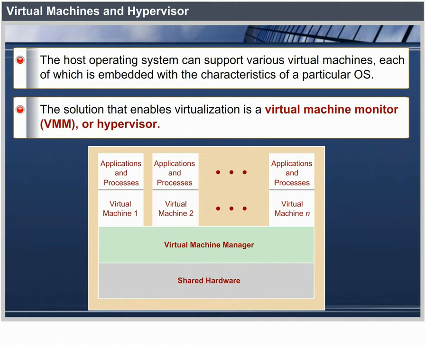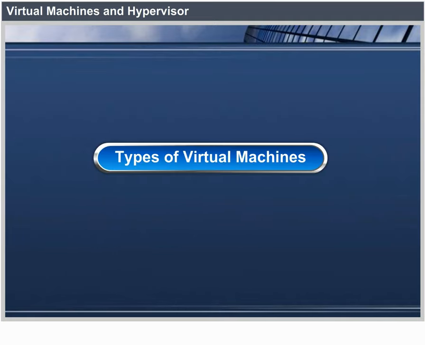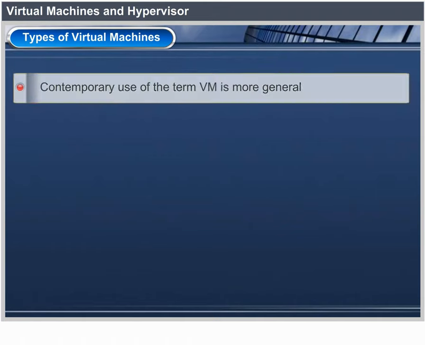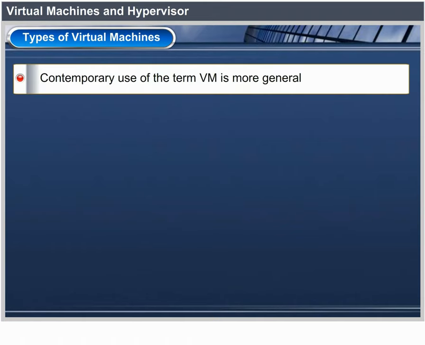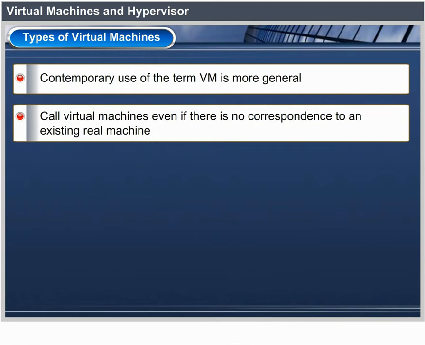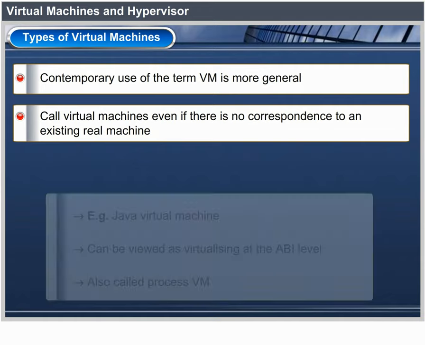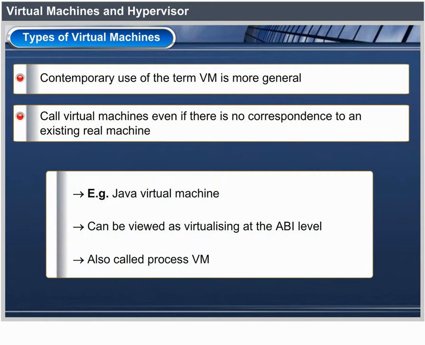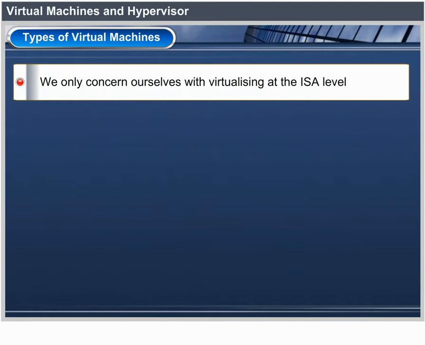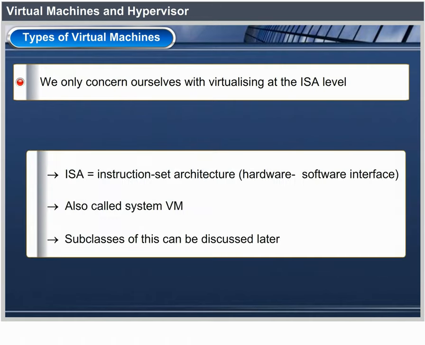Types of virtual machines. Contemporary use of the term VM is more general. We call them virtual machines even if there is no correspondence to an existing real machine. For example, the Java virtual machine can be viewed as virtualizing at the ABI level, also called process VM. We only concern ourselves with virtualizing at the ISA level. ISA, Instruction Set Architecture, the hardware-software interface, also called system VM. We'll later see subclasses of this.